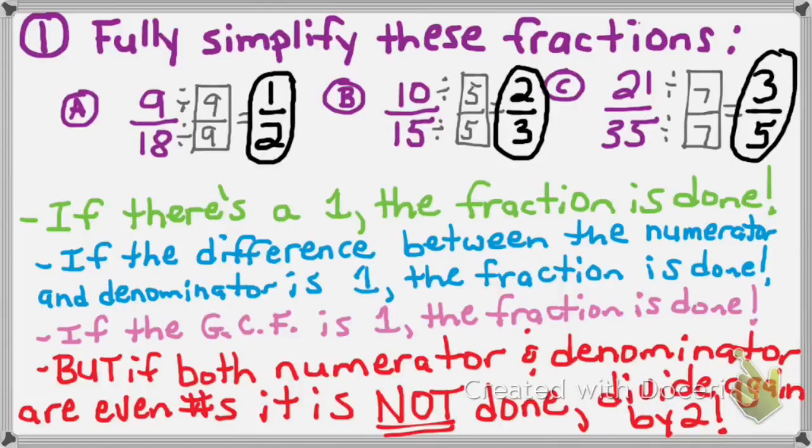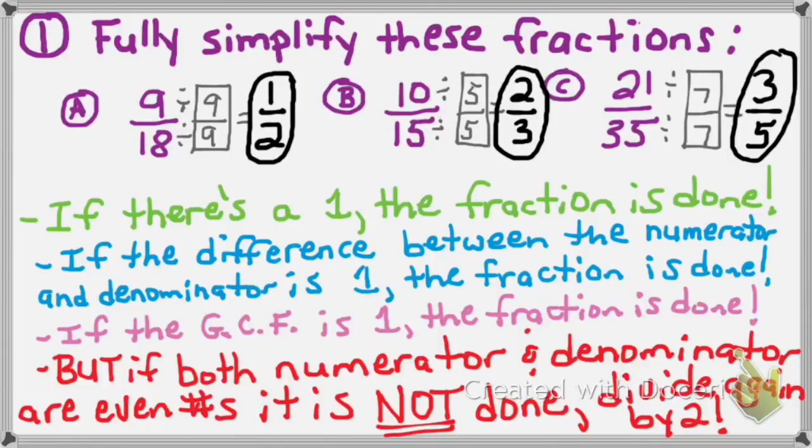The first one is in green. If there's a 1, the fraction is done. And letter A is the perfect example of this. My final answer, 1/2, my numerator is a 1. So if there's a 1, I know my fraction is done. I definitely can't go any farther.